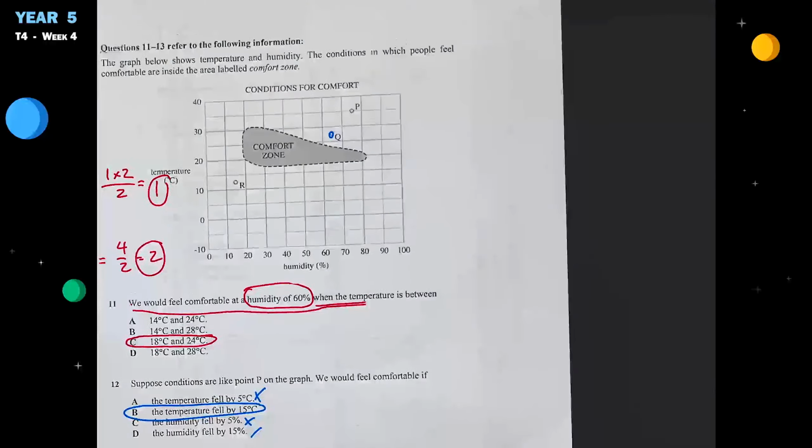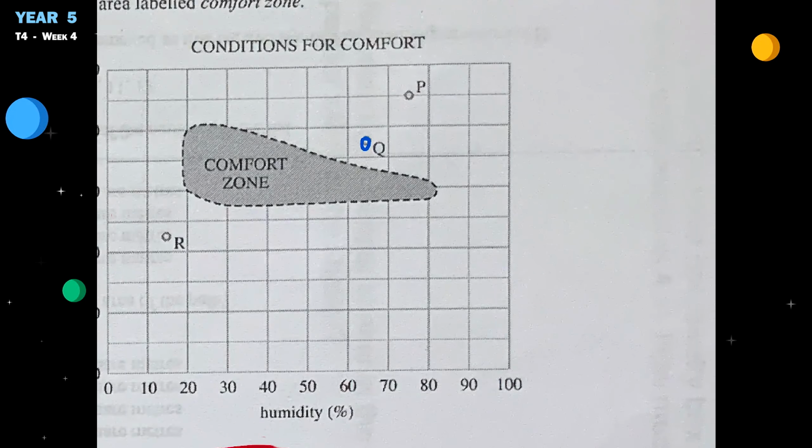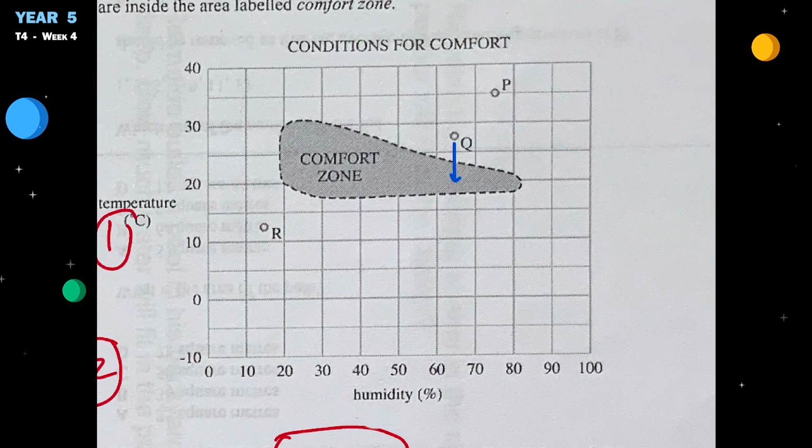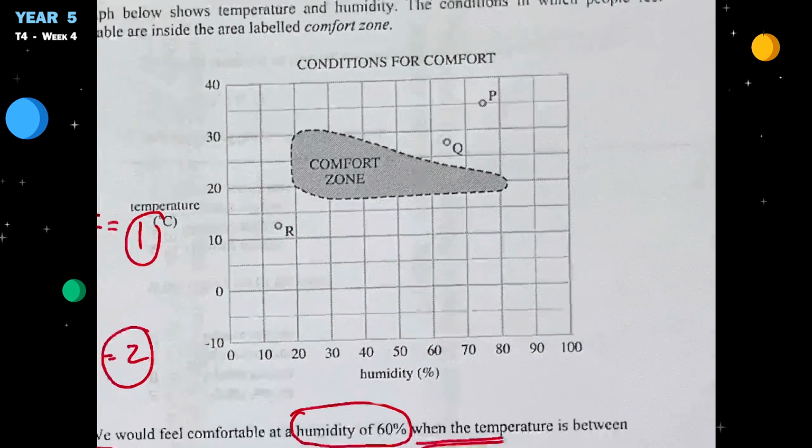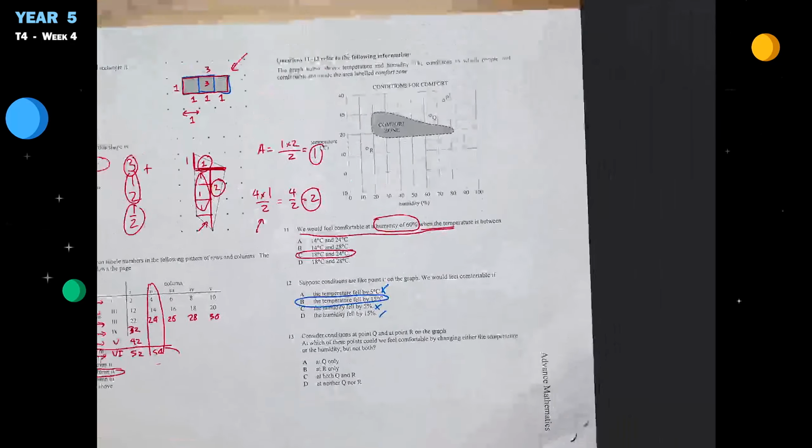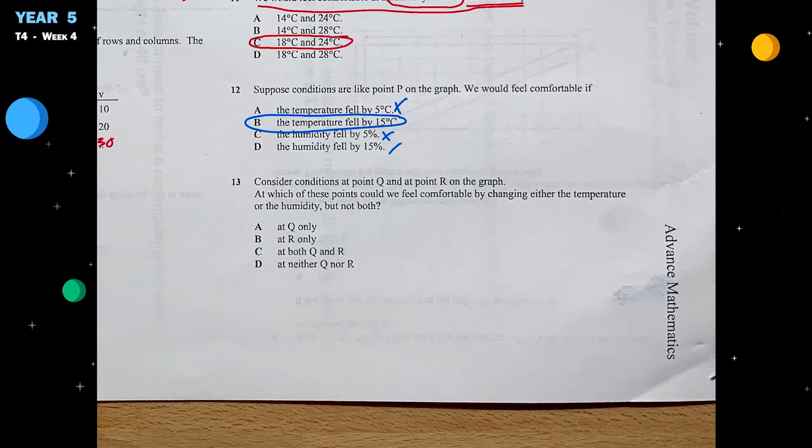But what about point Q? Well, point Q I can change either the temperature, and just lowering the temperature down by a little bit, I can already reach a comfort zone. Or I can just change the humidity by a little bit and drop the humidity down by a little bit, and I'll be in a comfort zone. Okay, it's not too bad. So that means only point Q.